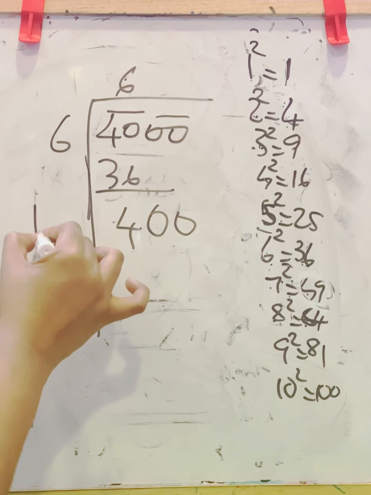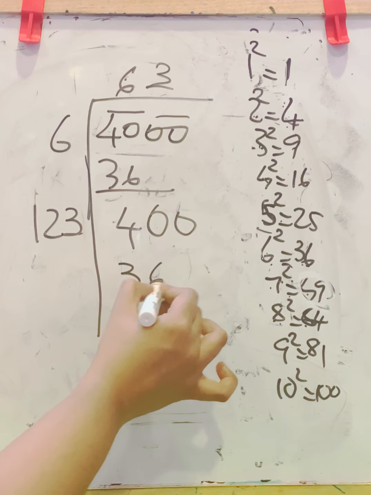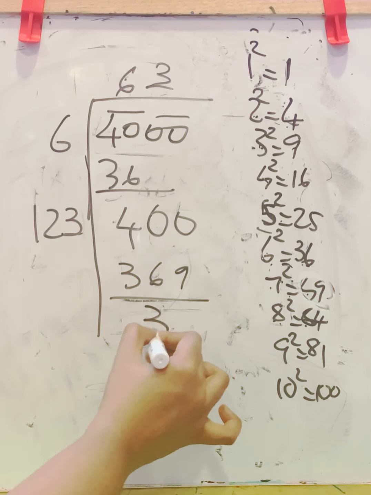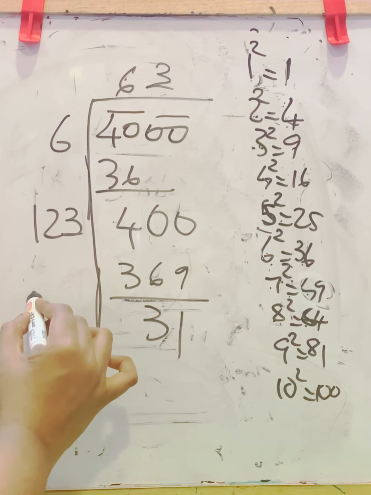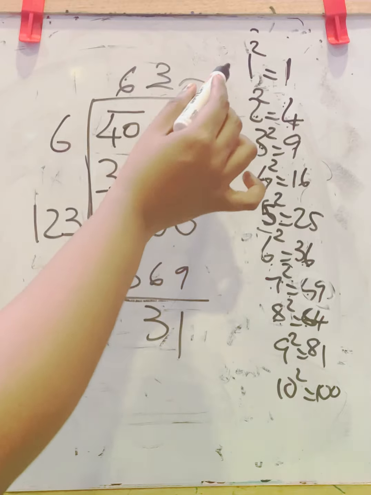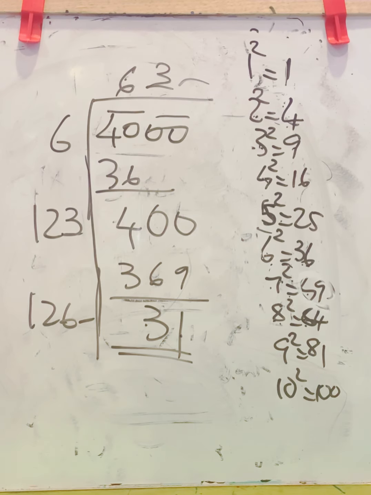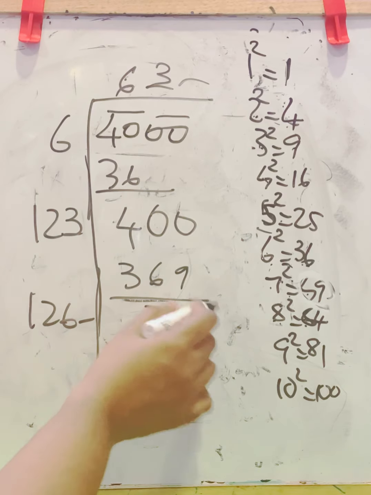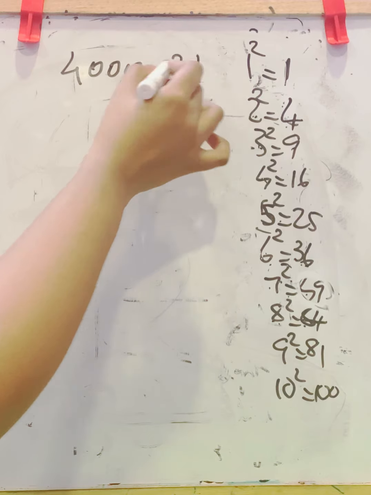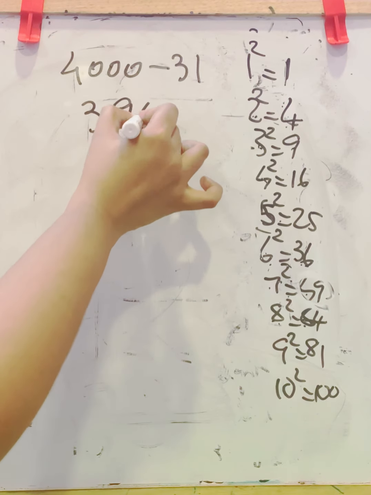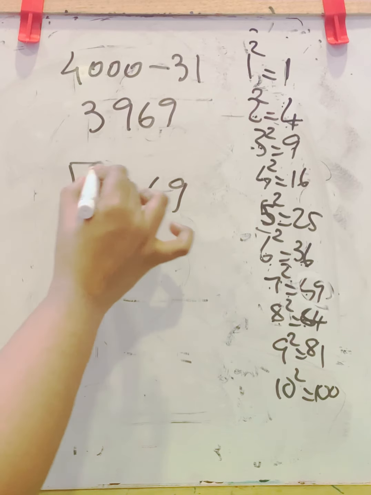6 double it. 12 dash and dash. 123 into 3, you will get 369. Balance is 31. Now double this. 63 into 2, you will get 126 dash and dash. So you can't proceed with this. 31. So subtract 31 from 4000 because 31 is the remainder. 4000 subtraction 31, you will get 3969. Now we know this is a perfect square. We can find out the square root.